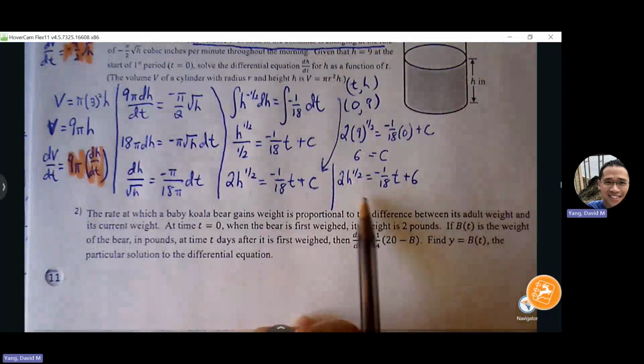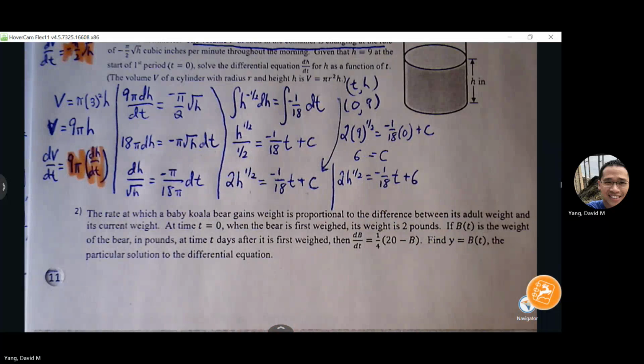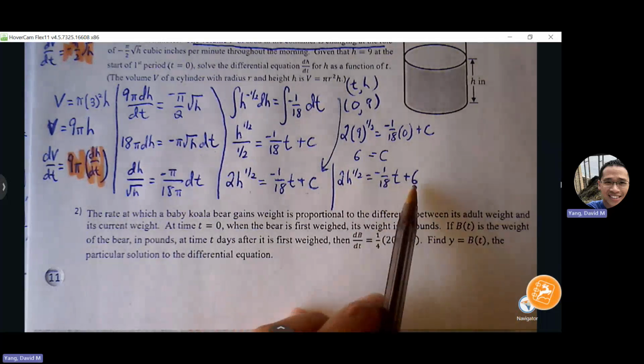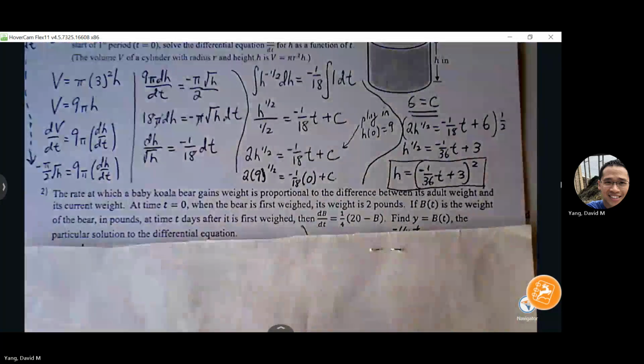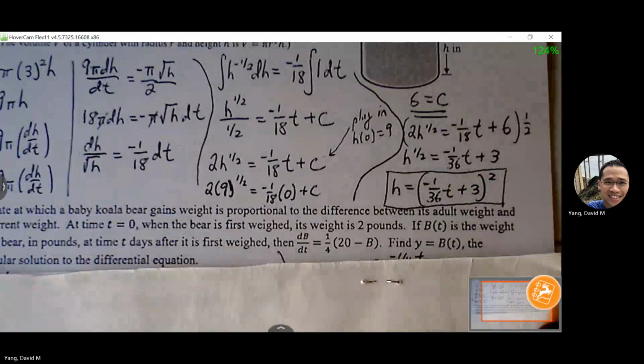Okay, so now to solve for h, I'm going to divide by 2 and then square both sides. Or multiply by 1/2 and square both sides. Okay, any questions?